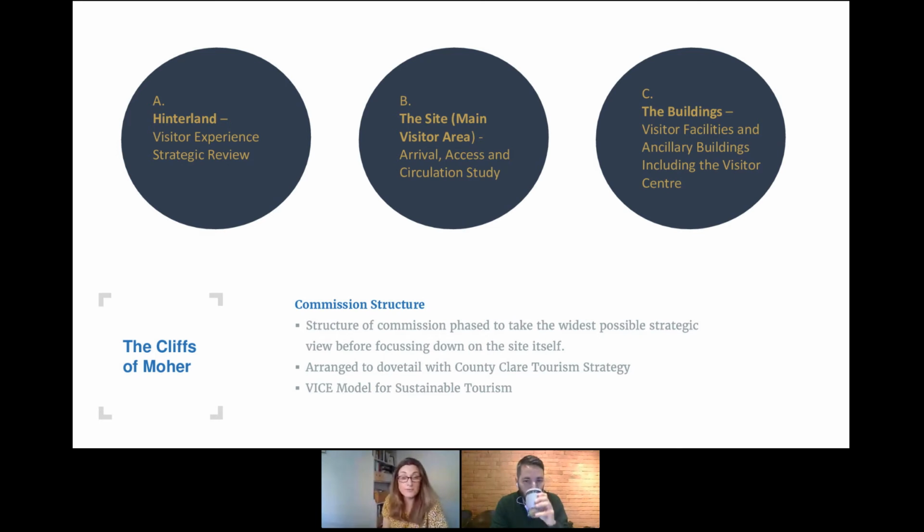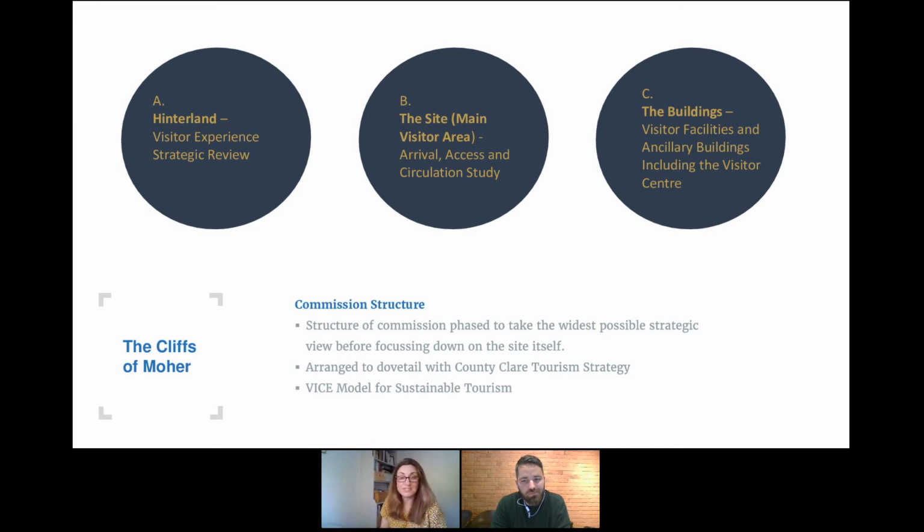And so, for example, for the Cliffs of Moher, what we've done is we've created and worked within 3 packages, and these are running iteratively, so we are actually halfway through stage B at the moment. So the first stage of the project is that very wide view. It's thinking about the regional context, the way in which visitors approach the attraction at the moment, and how they interface and interact or not with the wider region.